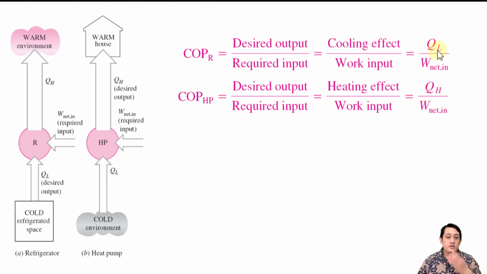For refrigerators, the COP shows how much heat we can extract from the cold region inside. That is the difference between refrigerators and heat pumps, and this is how we calculate the coefficient of performance. QL over W is for refrigerators, QH over W is for heat pumps.